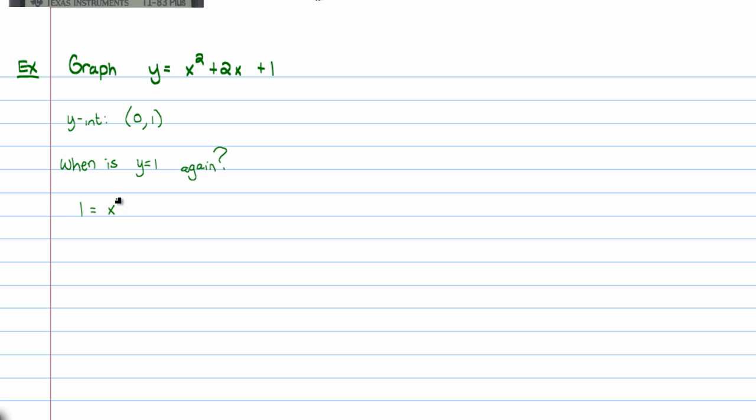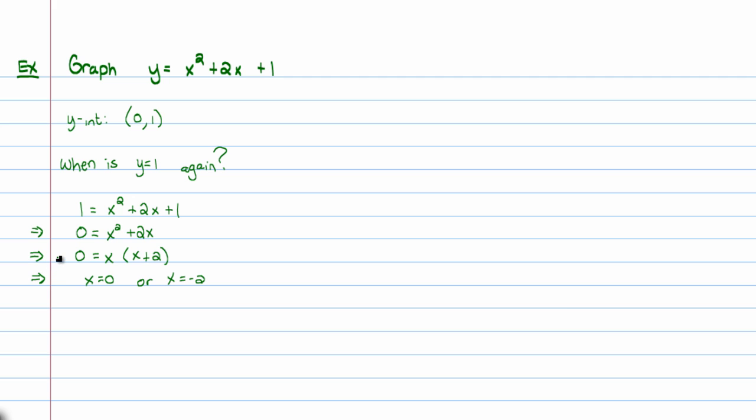So let's go ahead and let y equal 1. We get that 1 is equal to x squared plus 2x plus 1. When you subtract 1 from both sides, you get the following. 0 is equal to x squared plus 2x. And both of those terms there actually have an x in common. So this tells me that we're at a height of 1 when x is equal to 0 or x is equal to a negative 2.